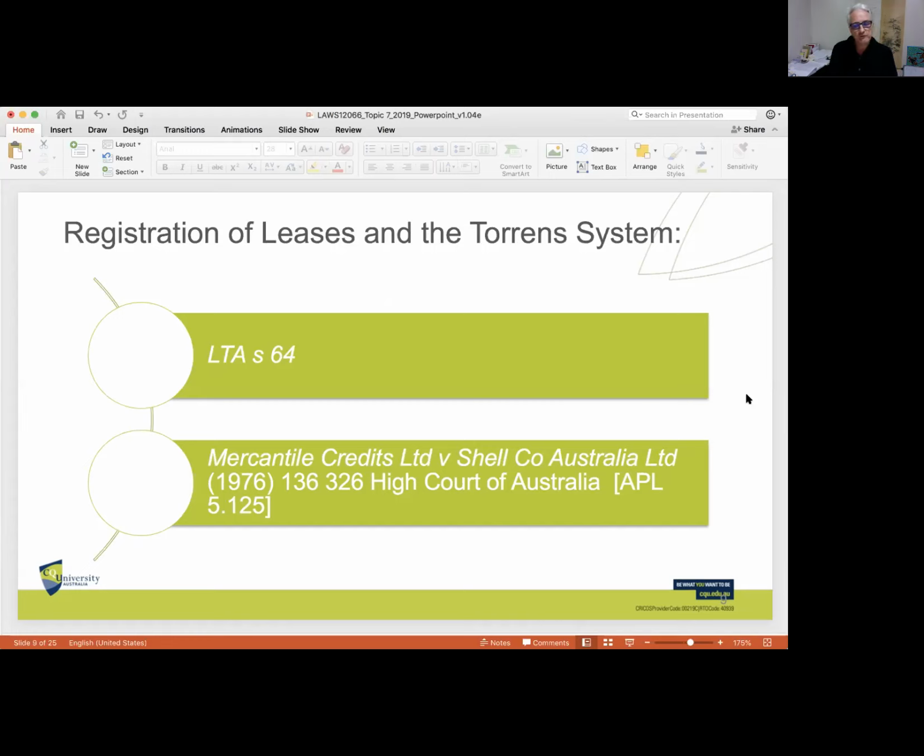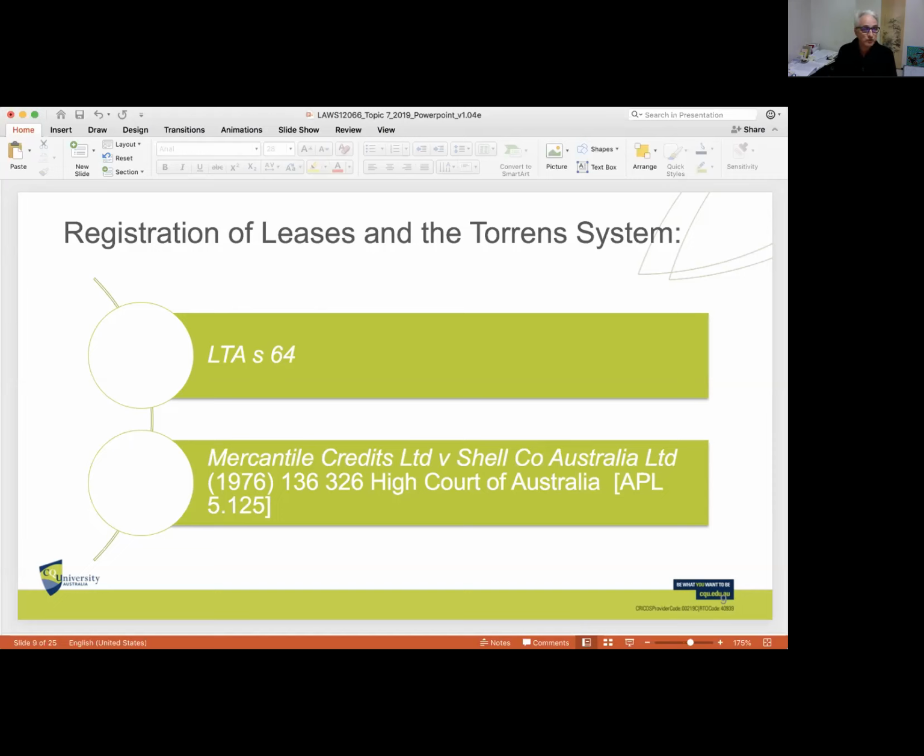In terms of the impact of the Torrens system and the registration of leases, we've got provision within the Land Title Act, Section 64, that is relevant. And we have also got this decision that we saw again in the Term 1 unit, Mercantile Credits and Shell, just in relation to the nature of that interest that the lessee has, and that it can get the protection of registration.